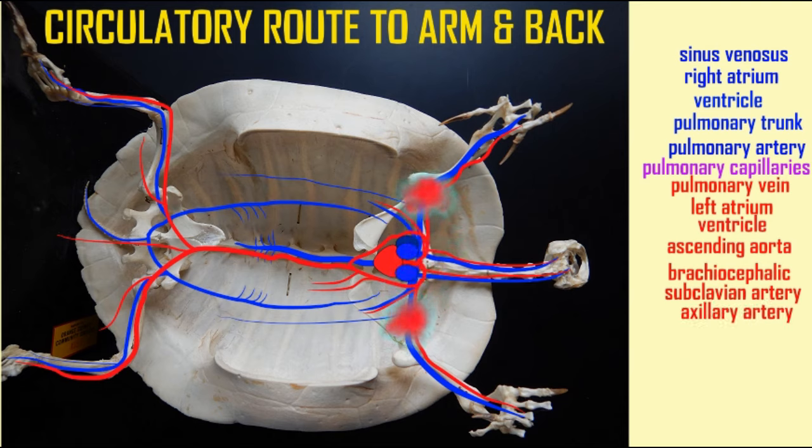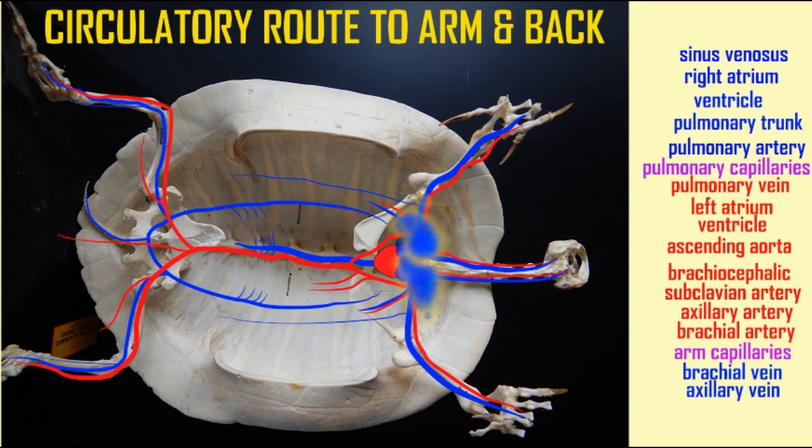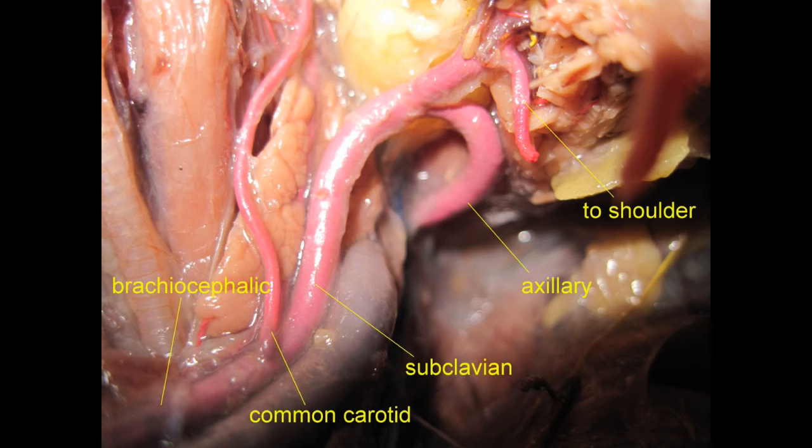So this brachiocephalic trunk only exists on the right. From the subclavian artery, the blood would pass through the axillary artery to the brachial artery of the arm, and gas exchange could occur in the capillaries of the arm before the deoxygenated blood would be returned through the brachial vein, the axillary vein, the subclavian vein, into the left and right precava, or the anterior vena cava, before emptying into the sinus venosus.